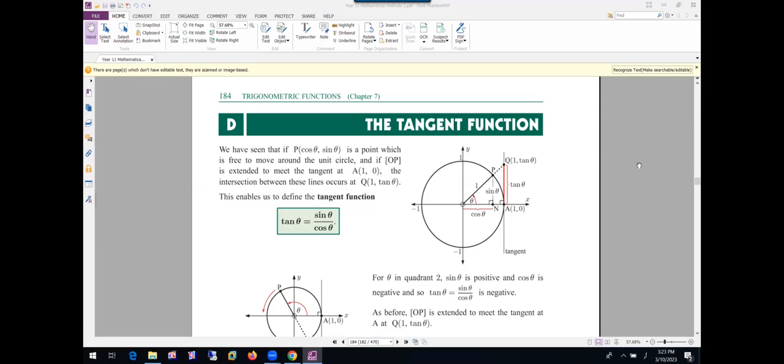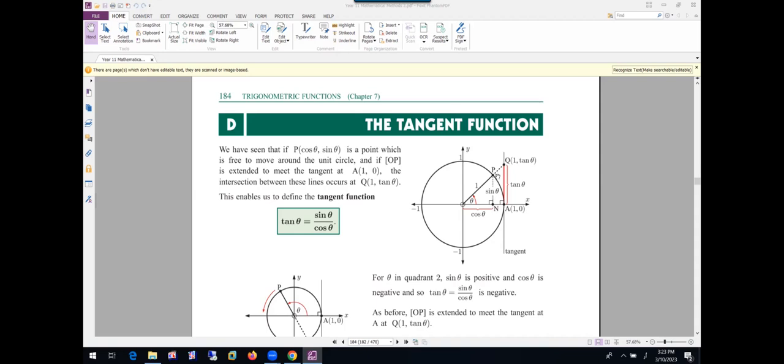So the topic is the tangent function, and you can see this unit circle, right? We can define the tangent as the opposite side over the adjacent side of a right angle triangle. If you see this right angle triangle, OPN, the opposite side is actually sine theta, because it's a unit circle. If you calculate sine theta, it will be the opposite side over the hypotenuse, which is 1, right? So that's why this side becomes sine theta.